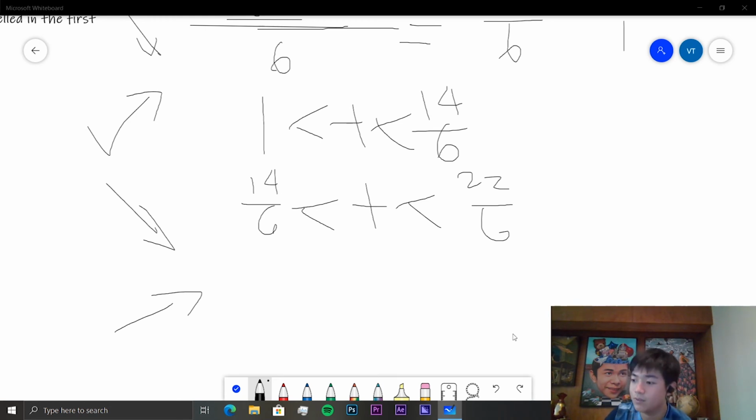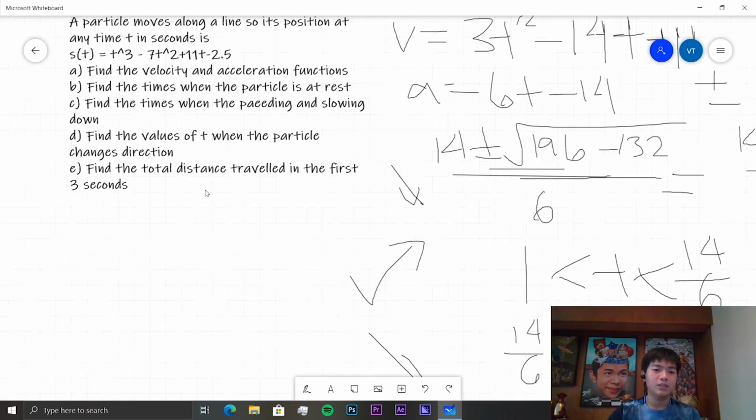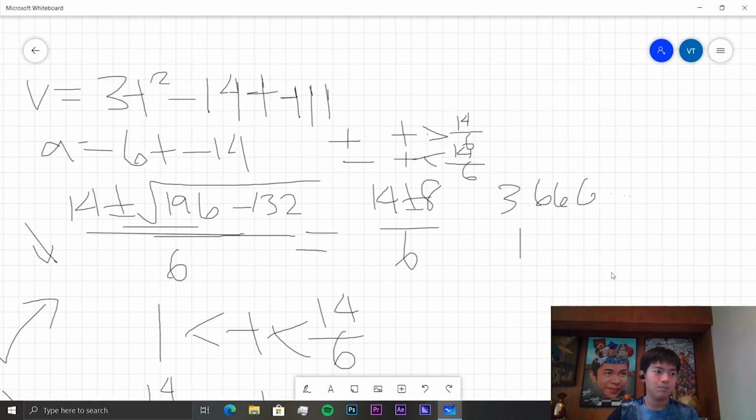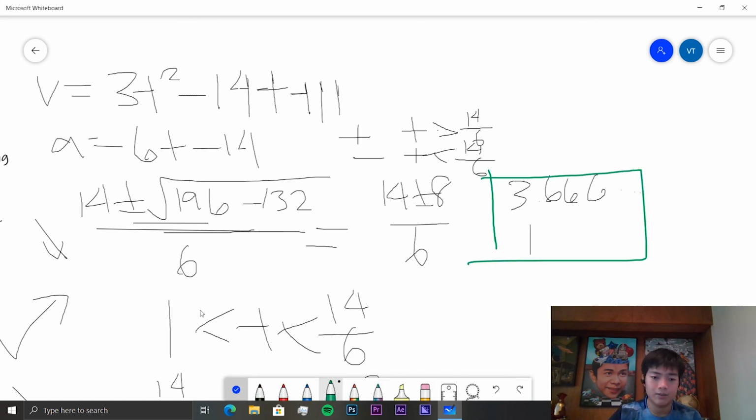So find the values of t when the particle changes direction. The particle changes direction when it's at rest. That's pretty much it, unless you have a function that just touches the x-axis and reverses immediately. Otherwise, it's a root, and so these two values should still be the values for which the particle changes direction.